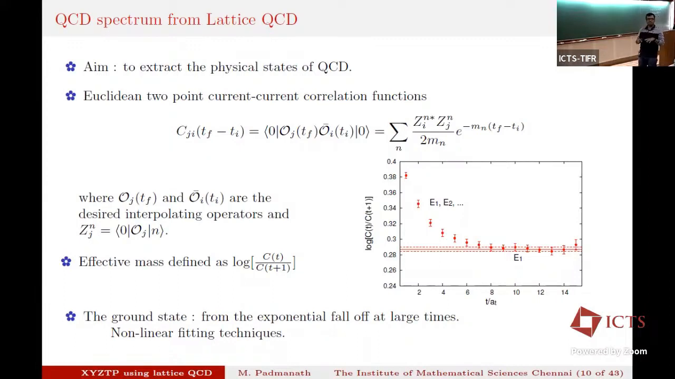Now, if you are looking at some asymptotic state or some stable state, you can really look at very late times and try to extract the mass or the energy of that particle by looking at this late time behavior and just doing some simple nonlinear fits. This way you can actually extract the ground state.